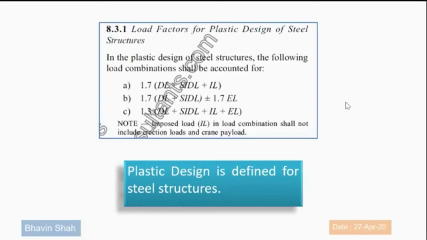So if we refer to clause number 8.3.1 of the code, it shows the load factors for the plastic design of steel structures. And here we can observe that the load factor is 1.7 times.